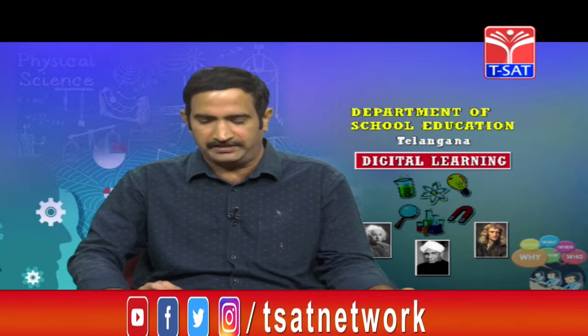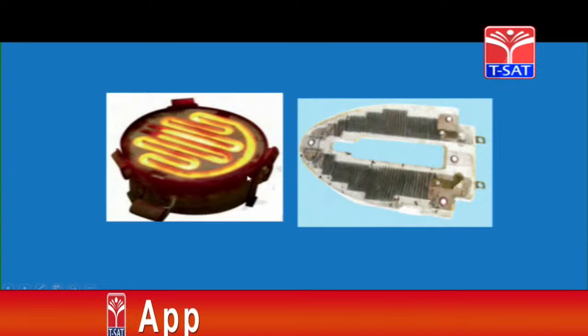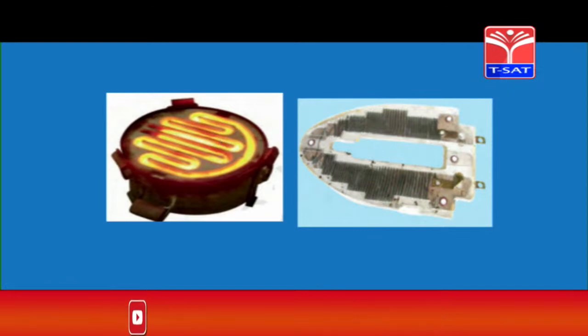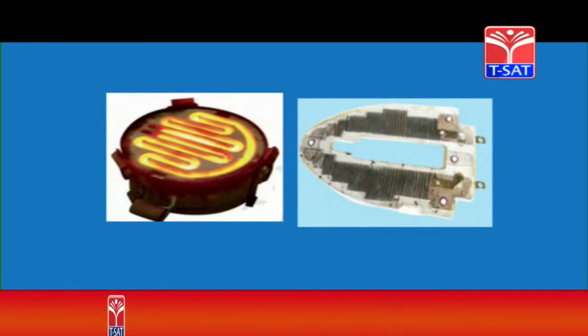Now, children, what is the use of the filament? The filament always gets heated due to electrical energy. Now, here you see it is an electric stove. Where is the filament here? A spring is there. Whenever it is connected to electricity, it becomes red hot and emits heat energy for us. Thereby, we can cook our food very easily.